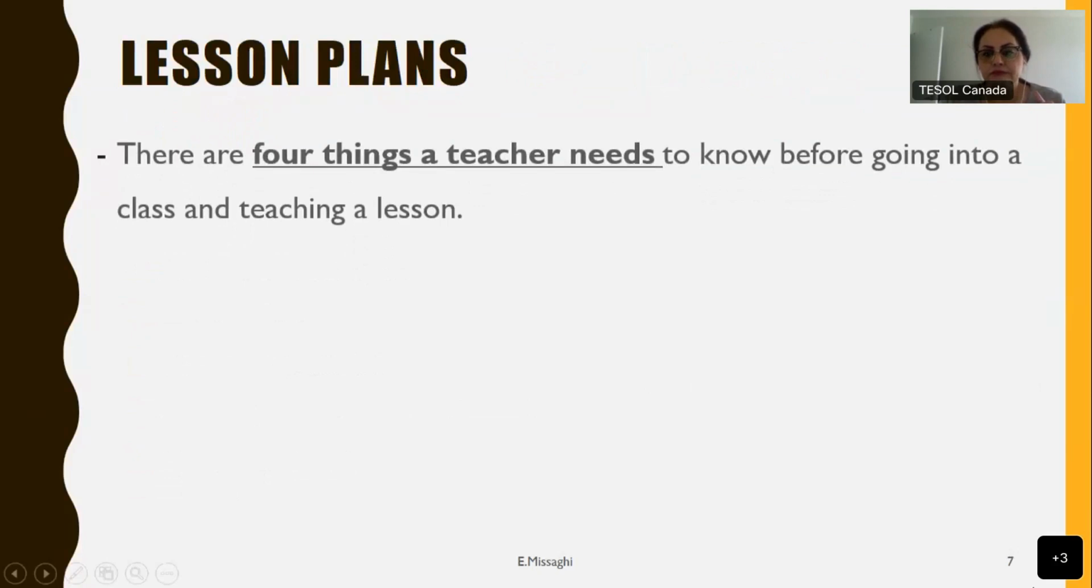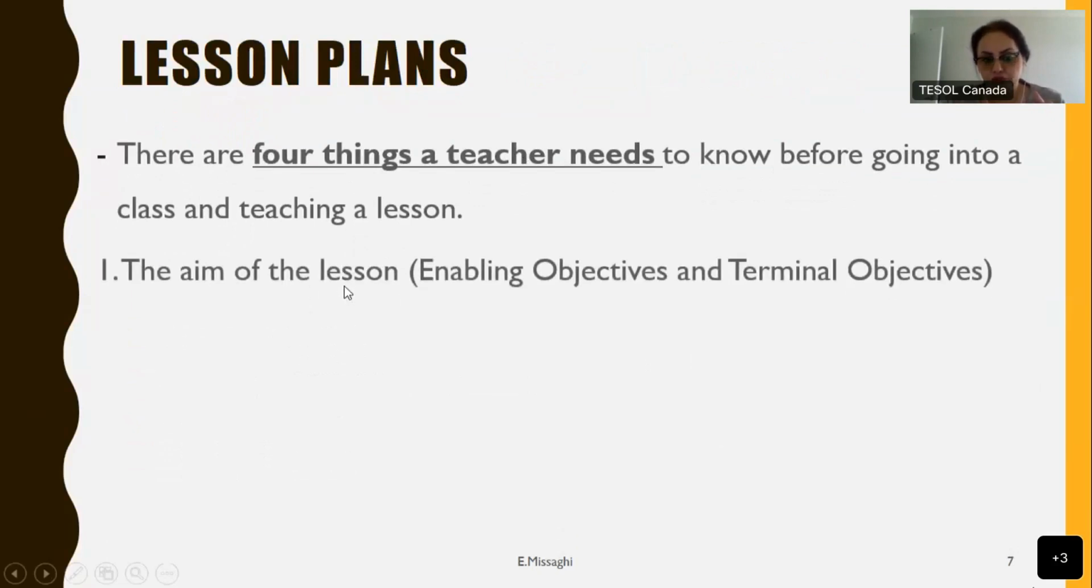Now, for lesson planning, there are some important issues. First of all, we should know what is the aim of the lesson. What do we call the aims in TESOL format? We said terminal objectives and enabling objectives. Can you tell me what's the difference between terminal objectives and enabling objectives?